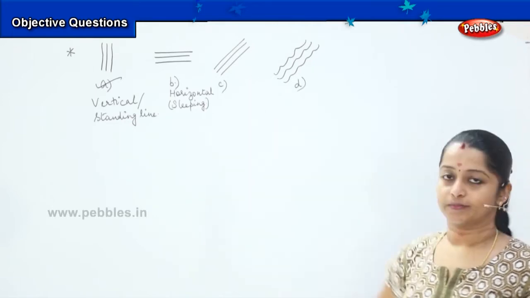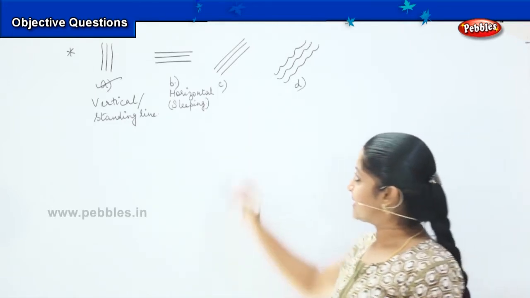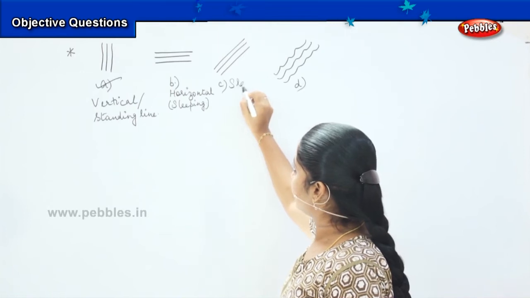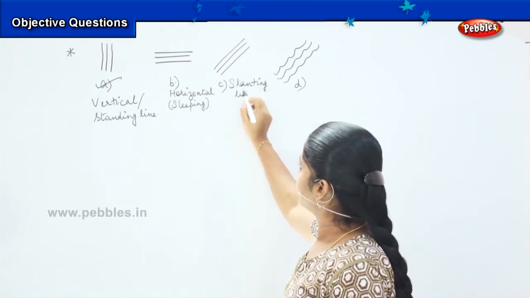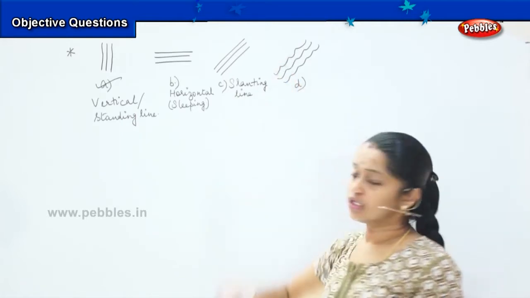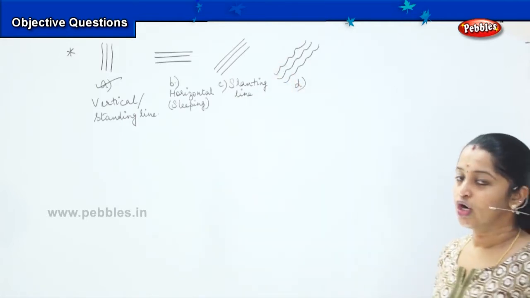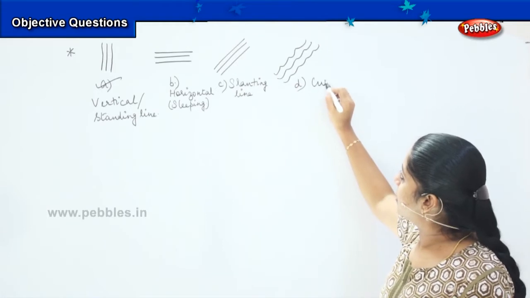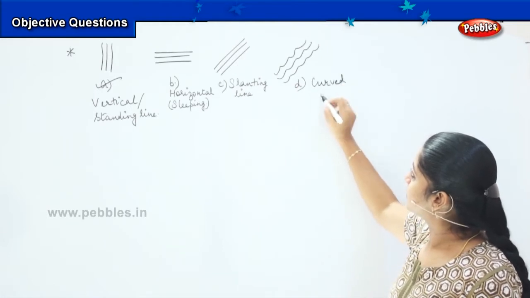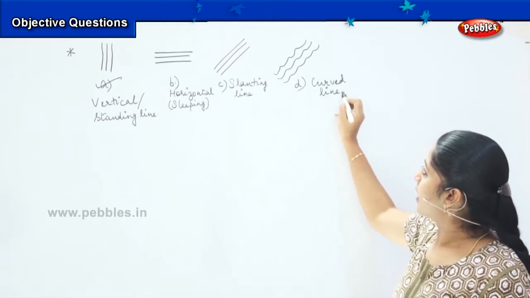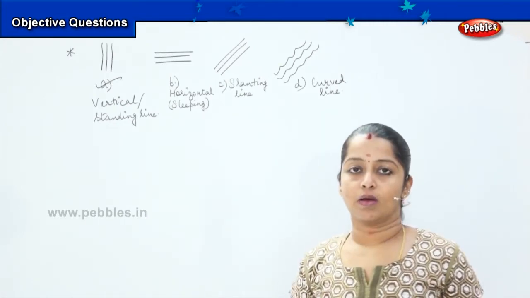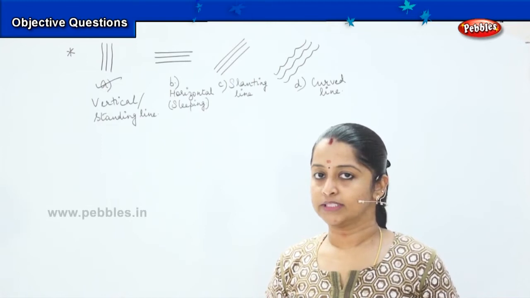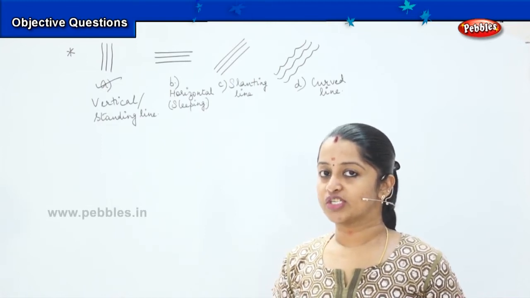What is this option? This is a slanting line. And what is the last option? You got it correct. It is the curved line. Okay. So the right option is the vertical line or the standing line. Clear? Shall we move to the next question?